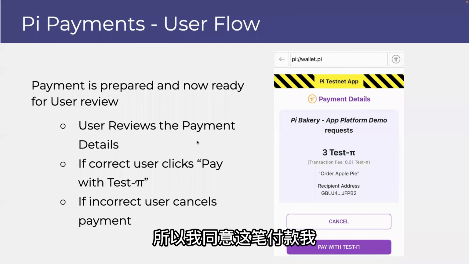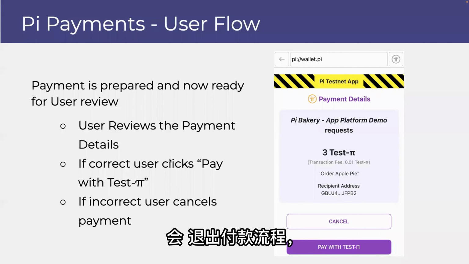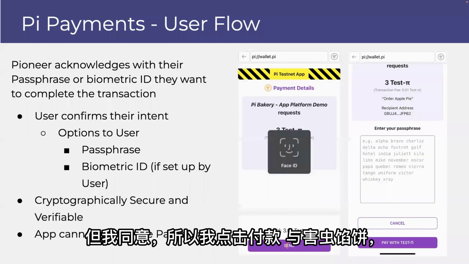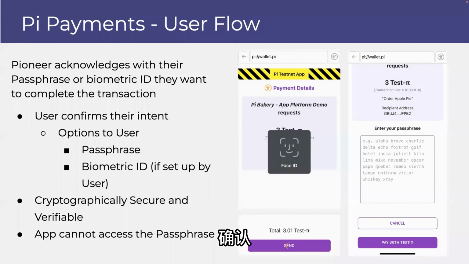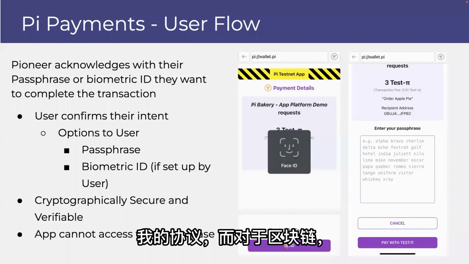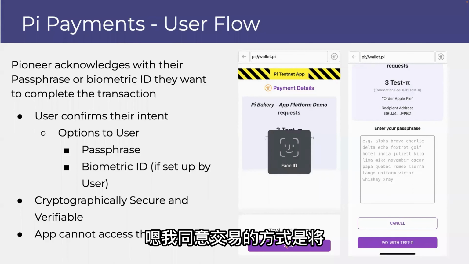And so I agree with this payment. I hit pay with test Pi. I could also cancel it, which will exit out of the payment flow. But I agree, so I hit pay with test Pi. And once I agree, I need to now acknowledge my agreement. And with the blockchain, the way to acknowledge my agreement with a transaction is to apply my passphrase to it.